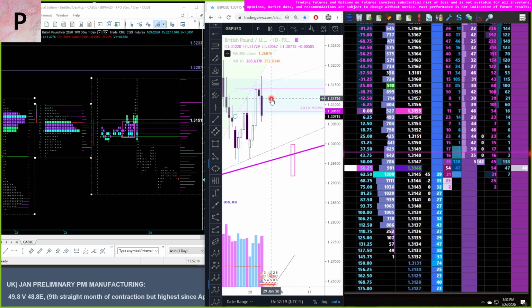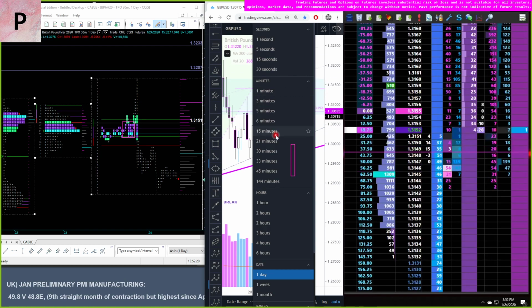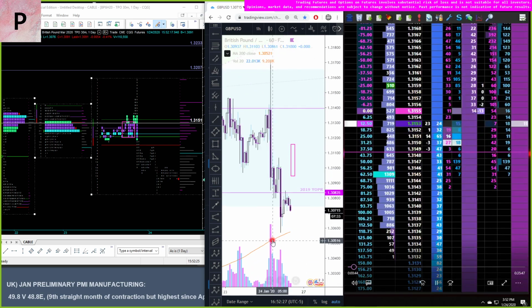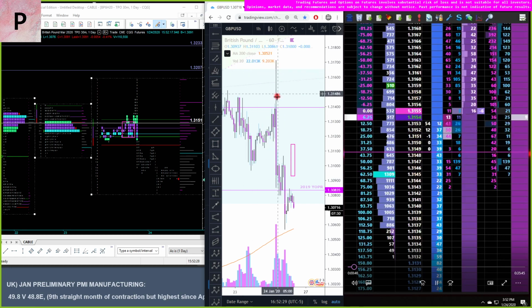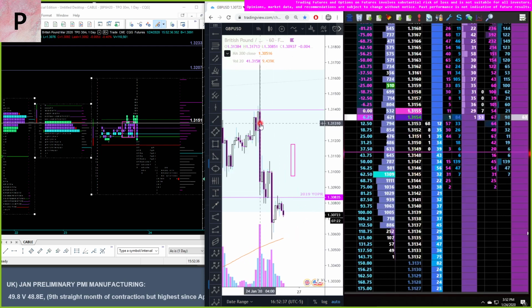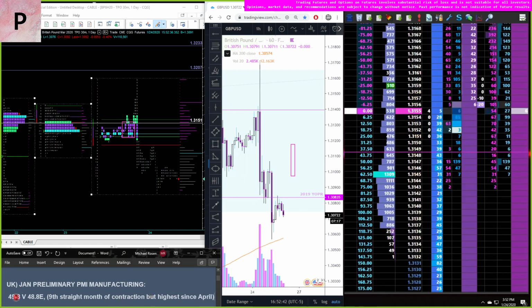But we retested this channel, and if we head over to the 1 hour, you can see that this morning we came up into this straightaway wick. We were well away from the 200-day moving average, and then we started to flush what would be an already priced in PMI. So you can see that the PMI was 49.8 versus 48.8 expected. So that's the ninth month of contraction, but the highest since April.